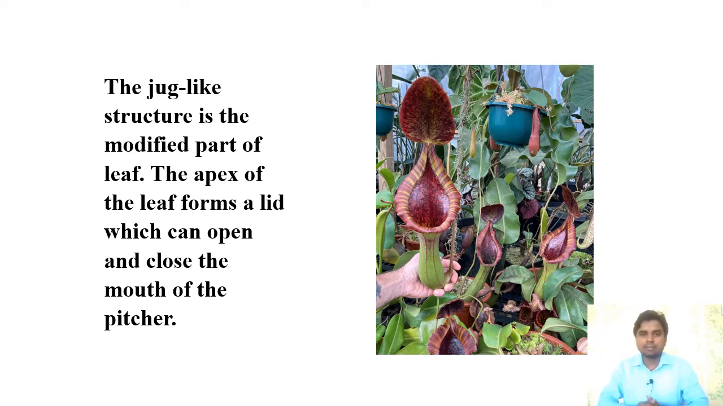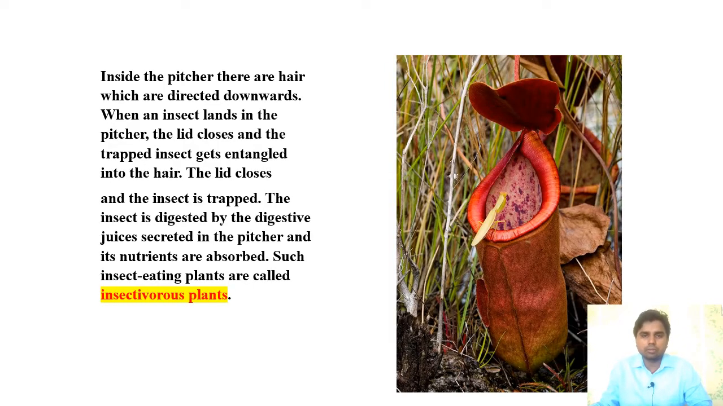What is this? This is a jug-like structure, a modified part of a leaf. The apex of the leaf forms a lid which can open and close the mouth of the pitcher plant. So basically this is a pitcher plant. And what does it have? It has one lid-like structure, and the other structure is basically jug-like. This is a jug and this is a lid.